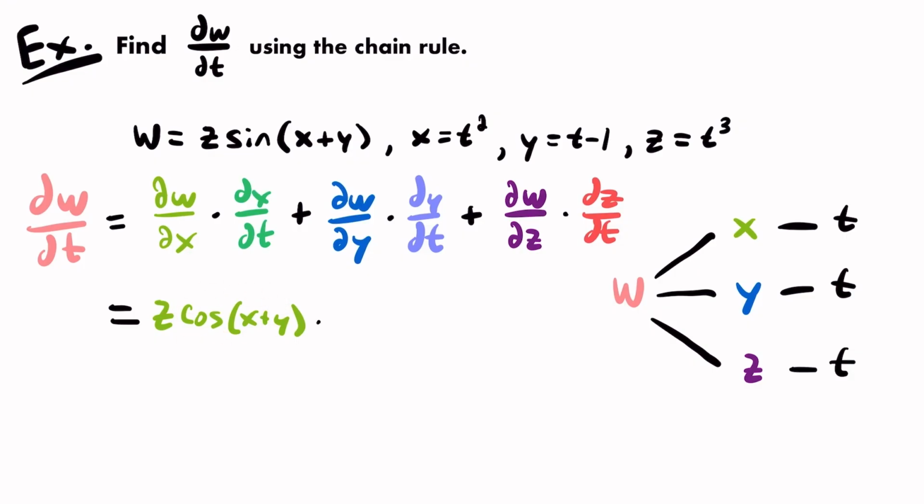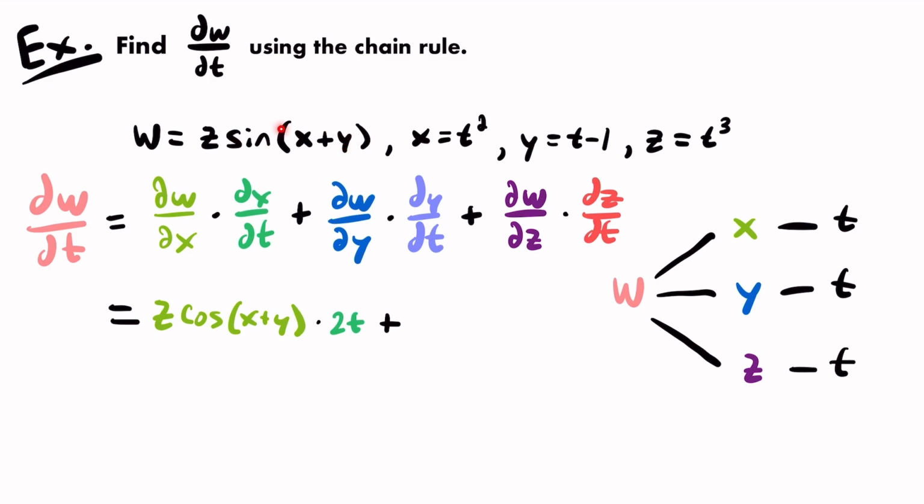But then that would be multiplied by the derivative of x with respect to t, and x is equal to t squared, so the derivative of that with respect to t would be 2t, so we're multiplying by 2t, and then that would be added to the partial derivative of w with respect to y, which will be very similar to the partial derivative of w with respect to x. In fact, it's exactly the same.